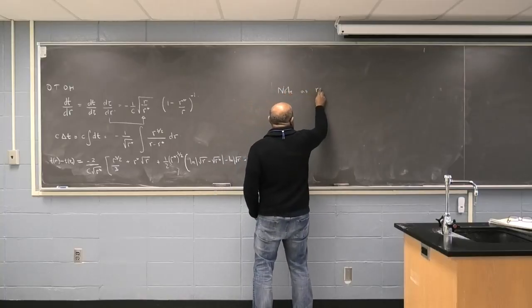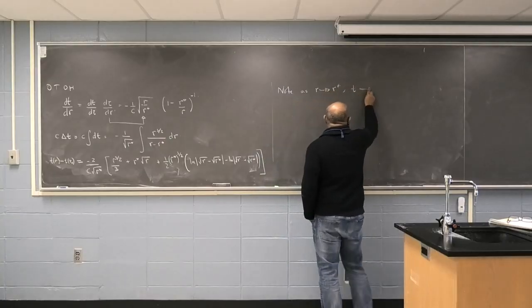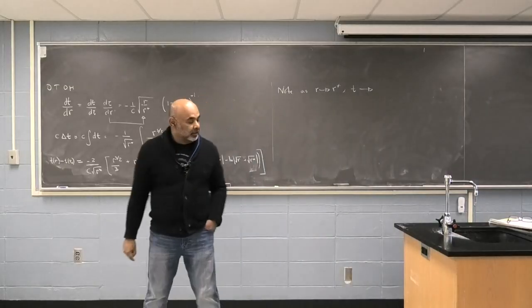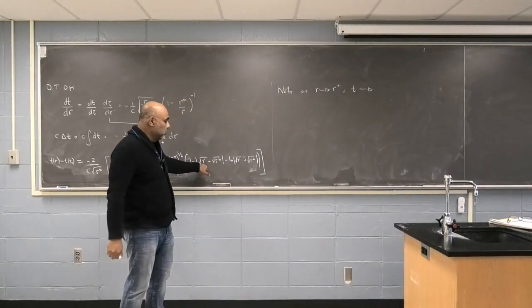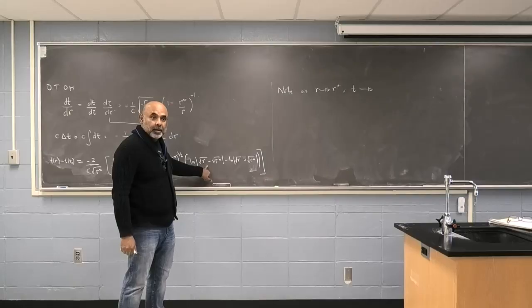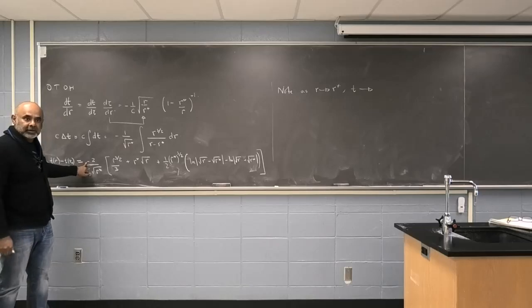As R approaches R star, T approaches what? Look, this is the term that's the problem. This is R star, this is R star. What's the natural log of 0? It's undefined. It's minus infinity. Yeah, minus infinity. But thankfully there's a negative here, so it's plus infinity.